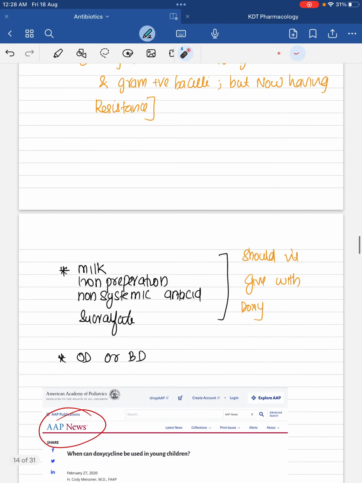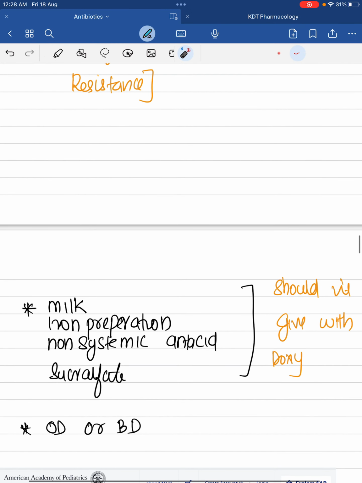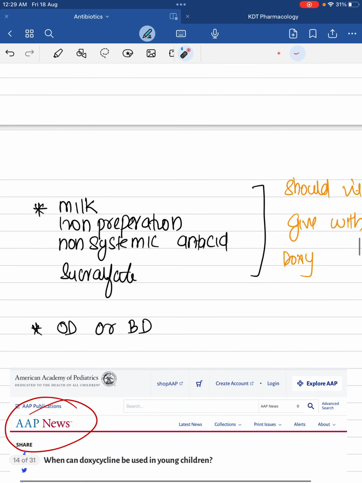Now we will be discussing one thing regarding doxycycline. Doxycycline should not be given along with milk, iron preparations, non-systemic antacids and sucralfate. These will be reducing the absorption. And doxycycline we can give as OD or BD, that is our choice. If we are able to give OD or BD, we can choose either of these regimens.